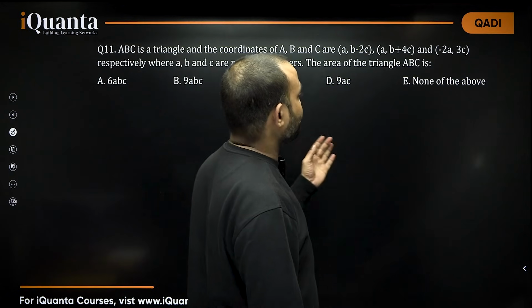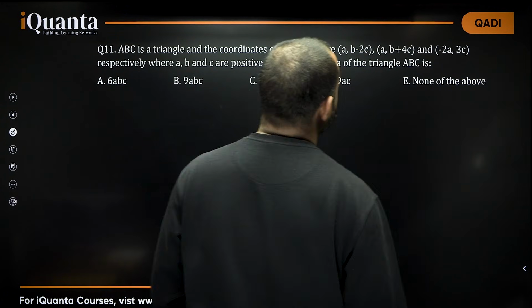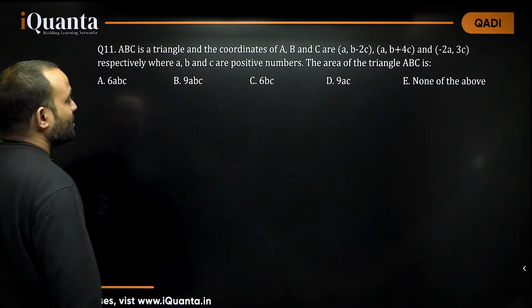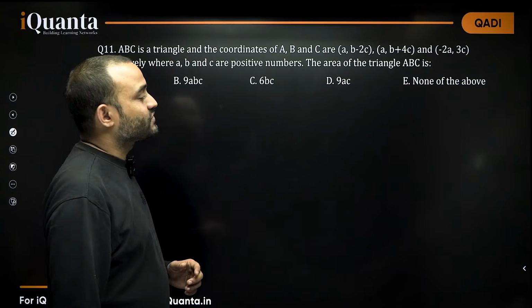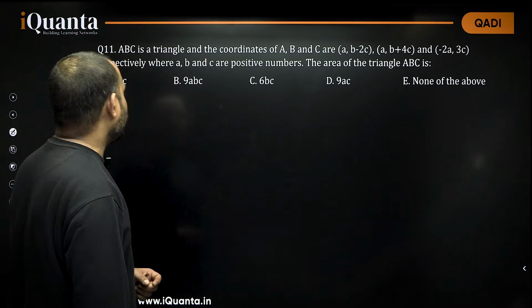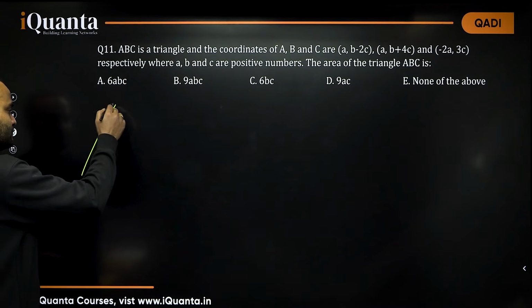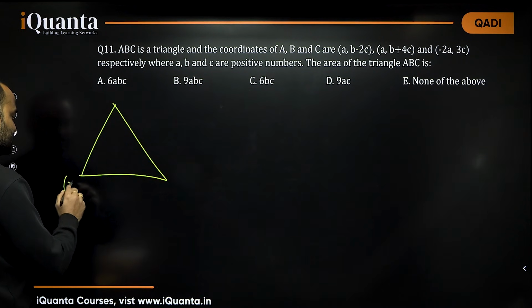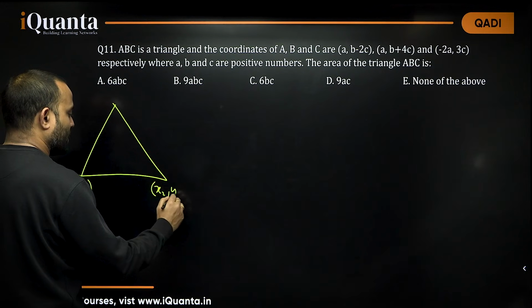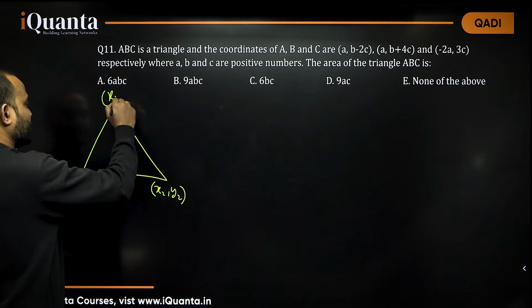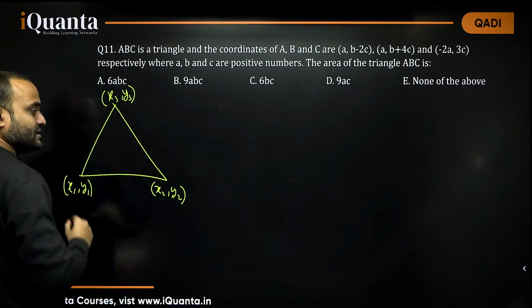ABC is a triangle and the coordinates of A, B and C are a, b minus 2c; a, b plus 4c; and minus 2a, 3c respectively, where a, b and c are positive numbers. The area of the triangle ABC is. So whenever we have a triangle with vertices x1, y1, x2, y2 and x3, y3, then what do we say?